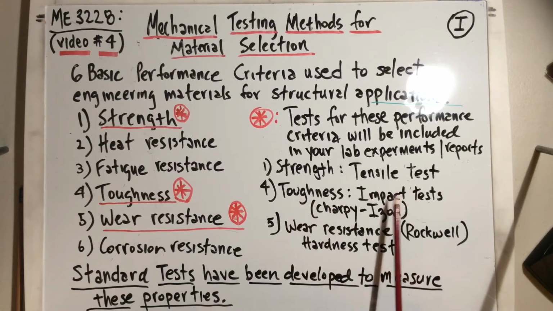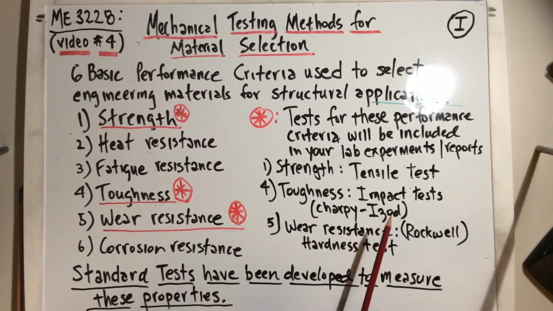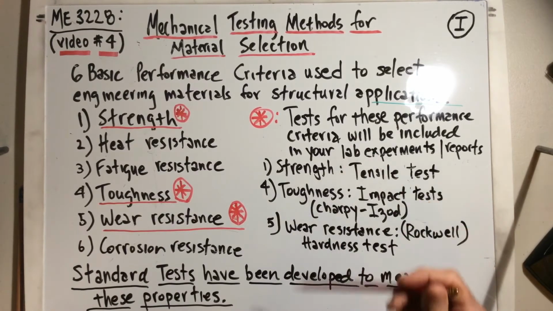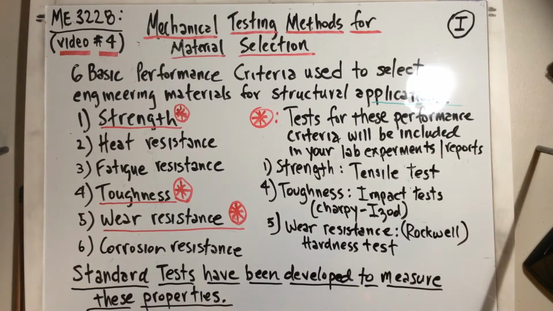But toughness tests specifically involve impact tests, and primarily using the Charpy and Izod testing method. And you will be seeing that utilized in your experiments as well. And finally, we'll talk about wear resistance. Wear resistance, of course, involves hardness tests, and the specific one we're going to be using is the Rockwell hardness test. So these are all real key, significant criteria when trying to choose a particular material for a design application.